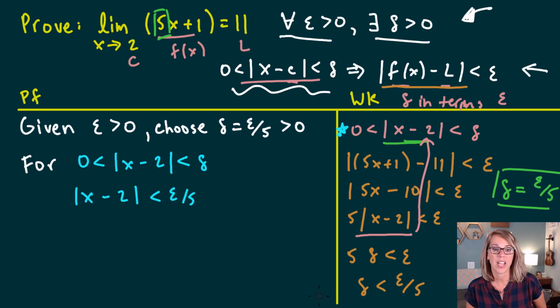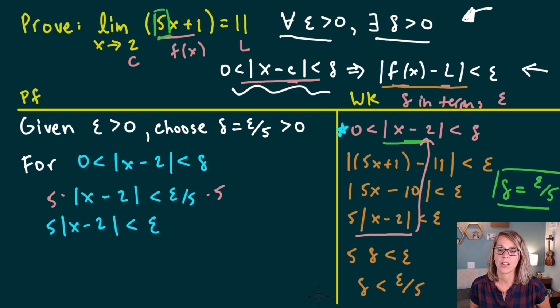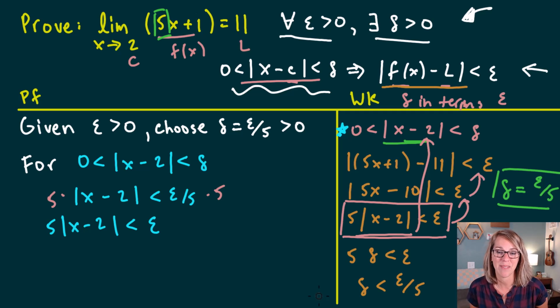Let's multiply both sides by 5. When I multiply both sides by 5, I'm just going to do the math so you can see here, but you do not need to write that step. We're going to say that 5 times absolute value x minus 2 is less than epsilon. What I am doing now is working backwards through my steps. I am at this step over here, and I'm going to work my way backwards to my epsilon statement.